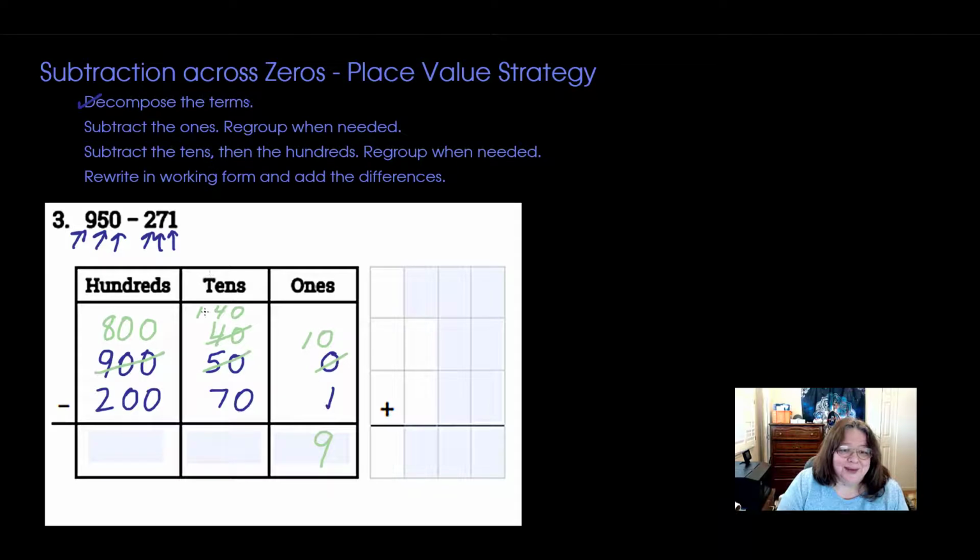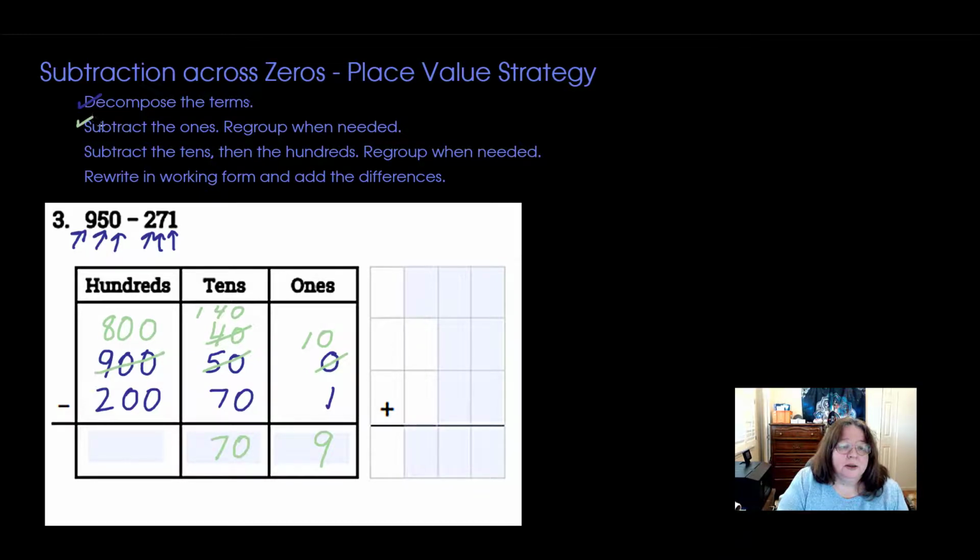Sorry, that reminded me of 14 minus 7, and that's a double. I know that 7 plus 7 is 14, so I know that 70 plus 70 is going to be 140. So sometimes knowing those doubles can really help you in subtraction as well, because remember, subtraction is just the inverse operation of addition. So 140 take away 70 is 70.